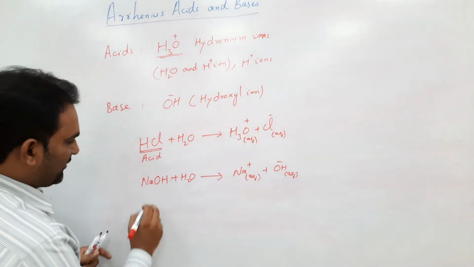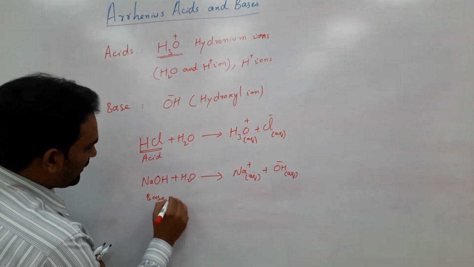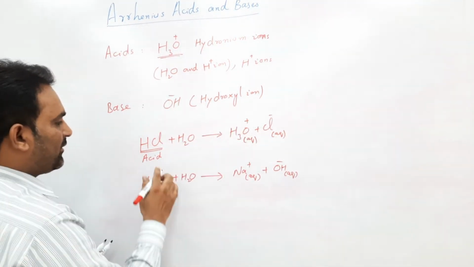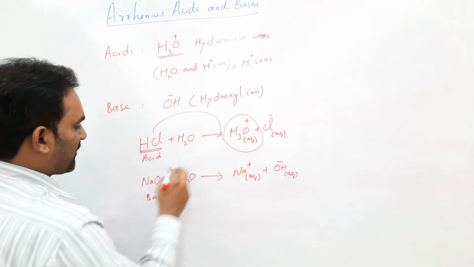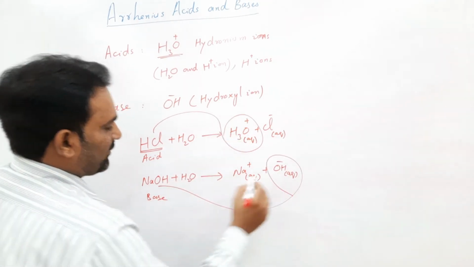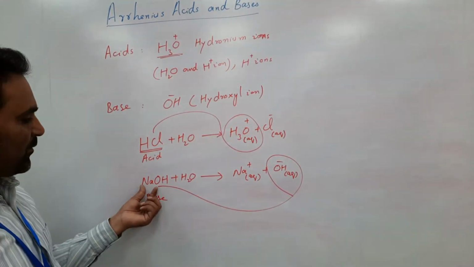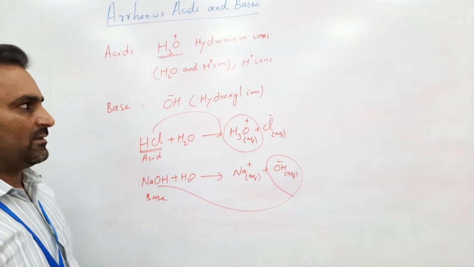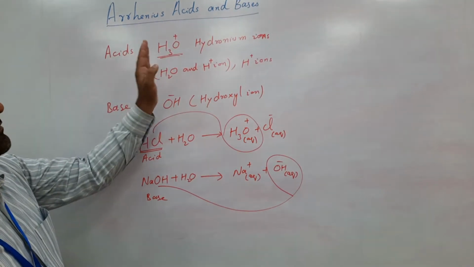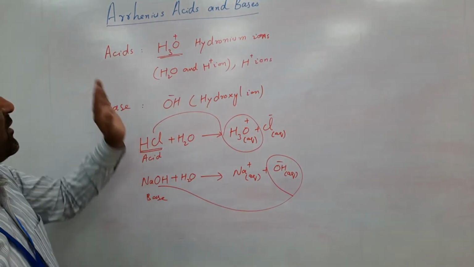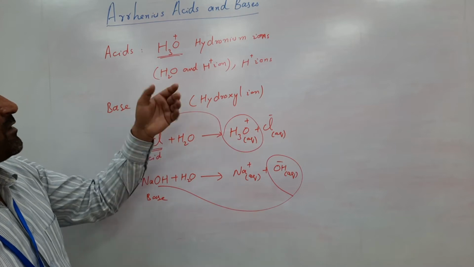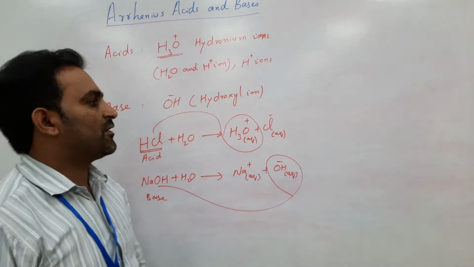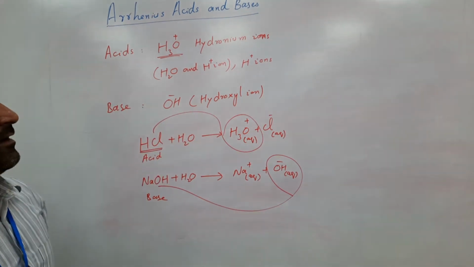According to these two equations, this compound is going to produce hydronium ion, and this compound is going to produce hydroxyl ion. So this compound is called a base and this compound is called an acid. According to our previous acid and base concept, acids are those compounds which will give you hydrogen ion, whereas bases are those compounds which will give you hydroxyl ion.